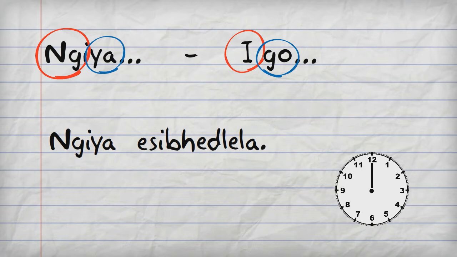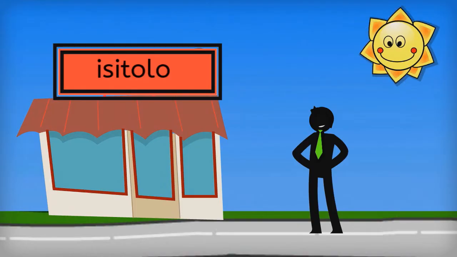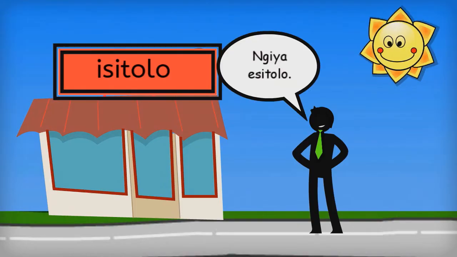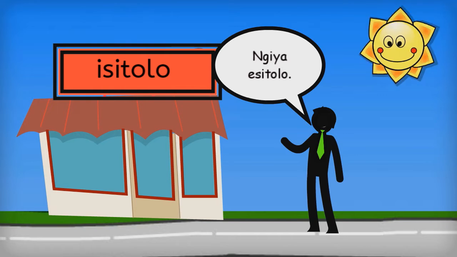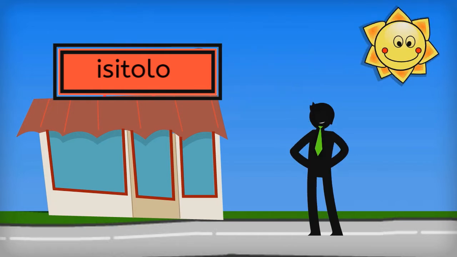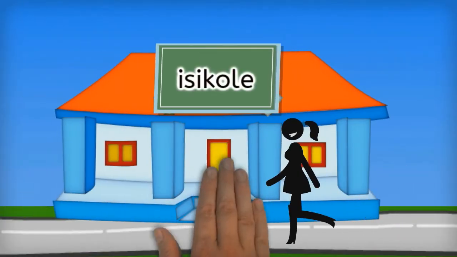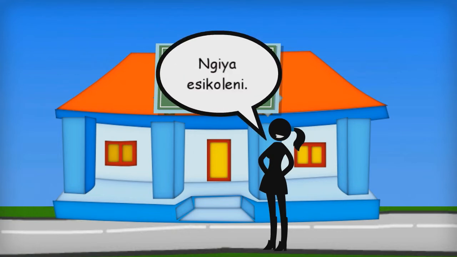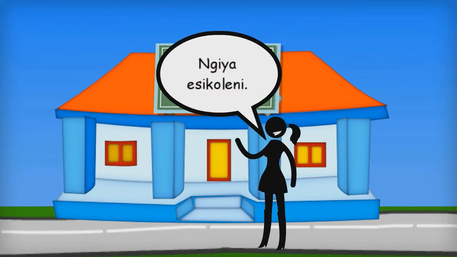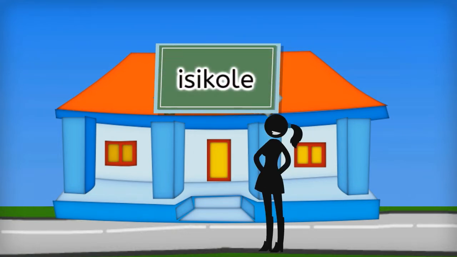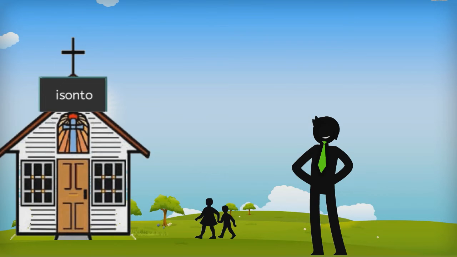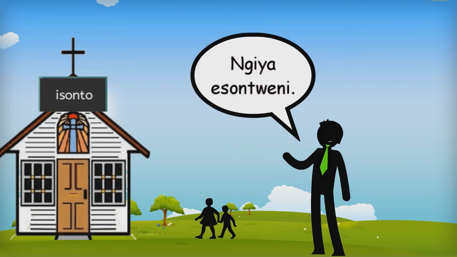Let's look at some more examples. Abuti, how do we say I go to the store? Ngiya esitolo. And how do we say I go to school? Ngiya esikoleni. That's easy. And how do we say I go to church? Ngiya esontweni.